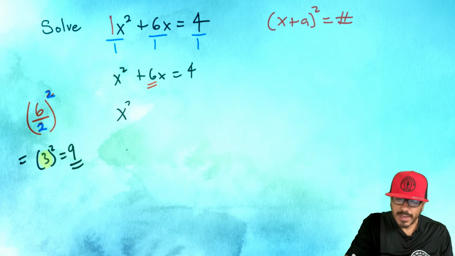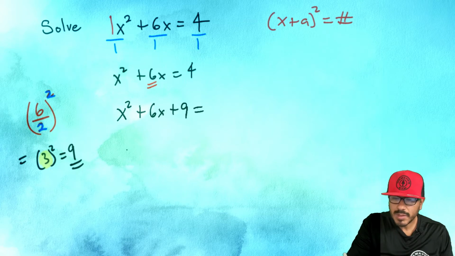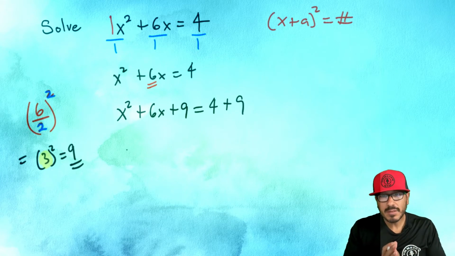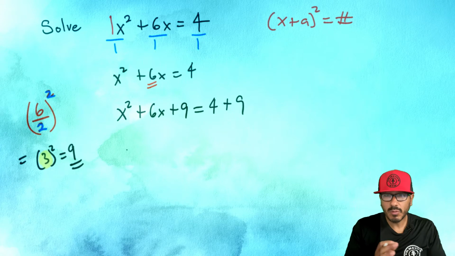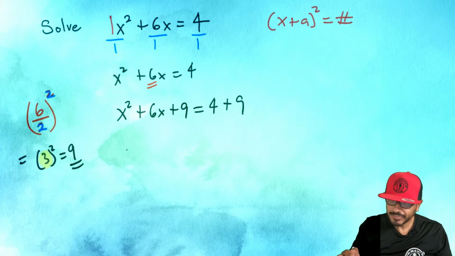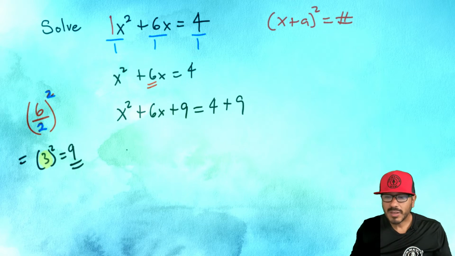We're going to take that x squared plus 6x, and we said we're going to add 9 to both sides. So again, this is an equation. You have to keep things balanced. So in this case, we're going to add 9 to both sides. All right, so we're adding 9 to both sides. And why do we do that?